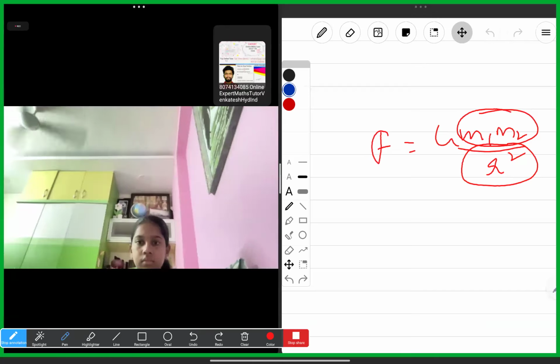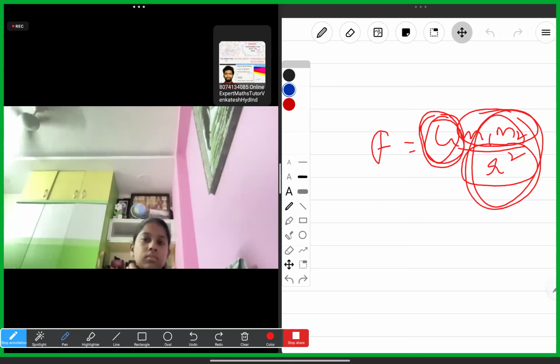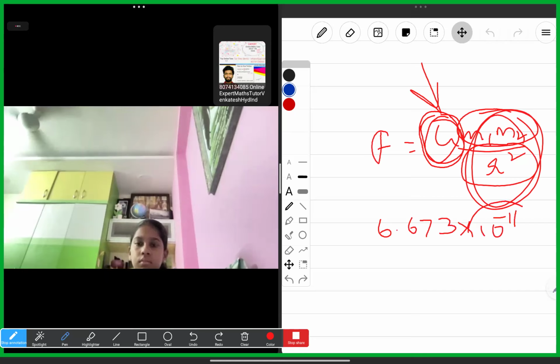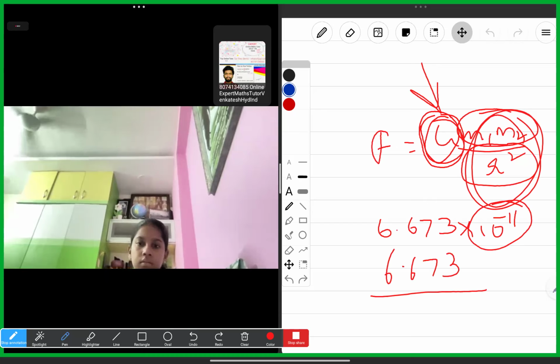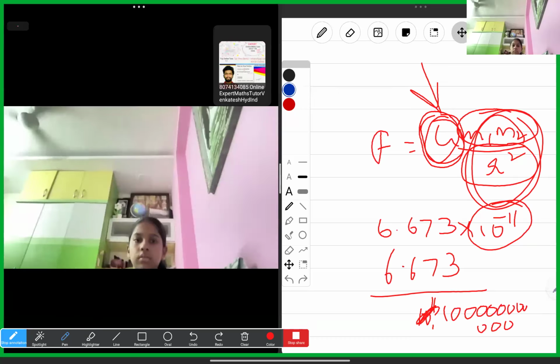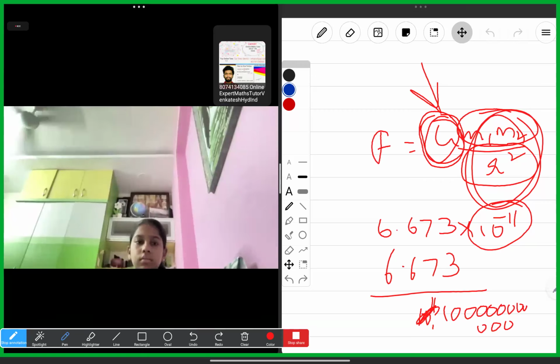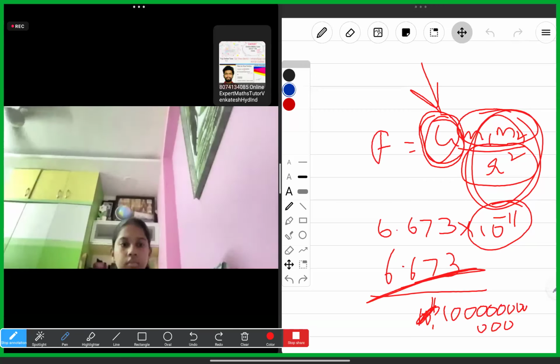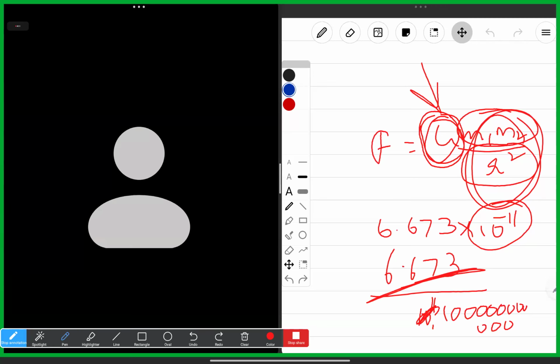But the thing is, Pranavi, whatever is multiplied with G, this G is a very small value, 6.673 into 10 power minus 11, a negative power. Negative power means if I write this in the denominator, it is by 10 power 11, which means 11 zeros will come. So 6.673 divided by that much bigger number, you get 0.000000 like that.